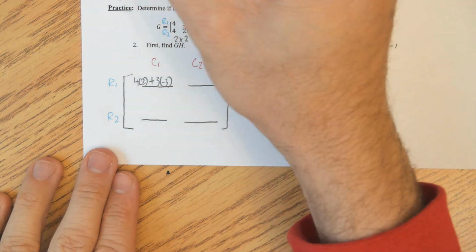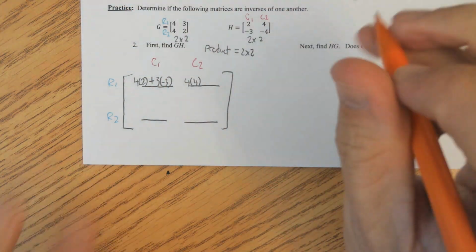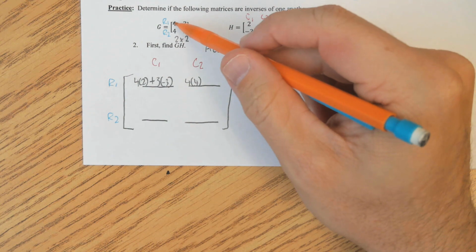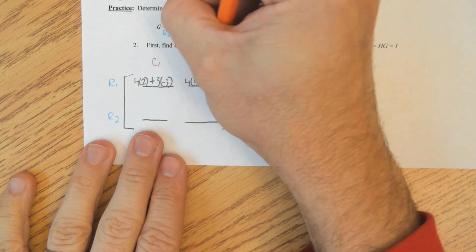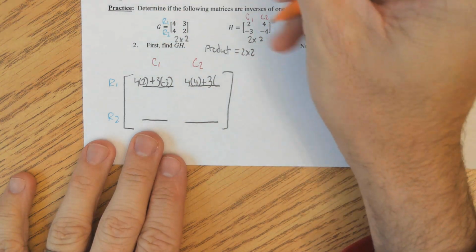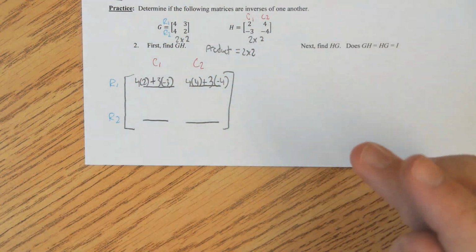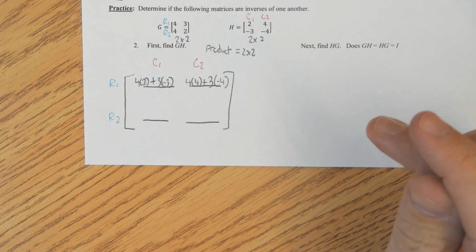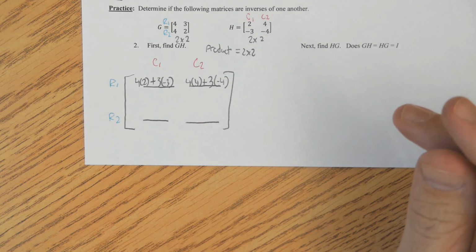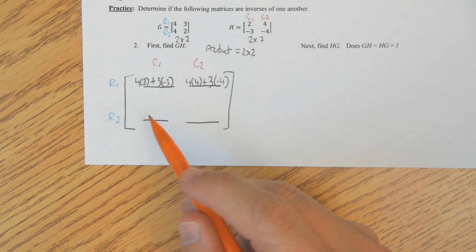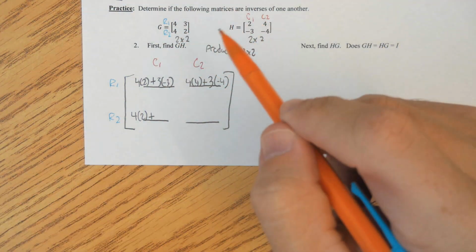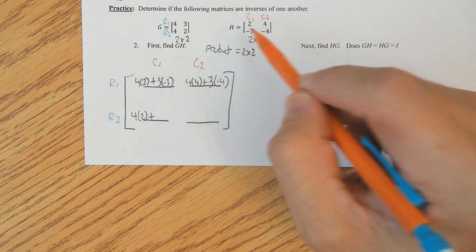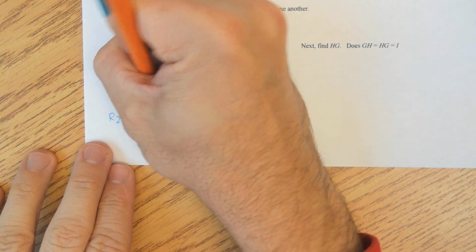Row 1, column 2. So 4 times 4. See, first element in row 1 times first element in column 2, so 4 times 4. Second element in row 1, 3 times the second element in column 2, negative 4. Okay, row 2, column 1. First element in row 2 times first element in column 1, which is a 2, plus second element in row 2, so 2 times the second element in column 1, 2 times the negative 3.